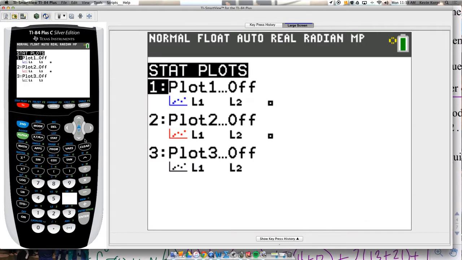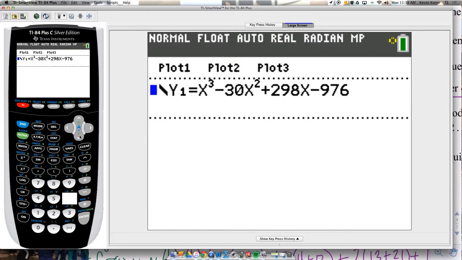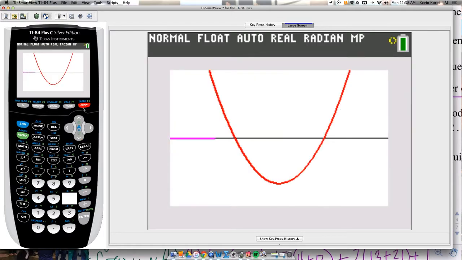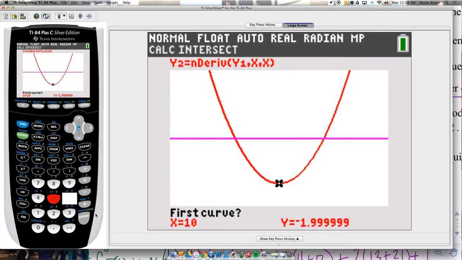Now, because we're finding the x-intercept, I would recommend graphing 0 somewhere all the time so that it's ready to go and you can find points of intersection, which is a little bit faster. Second trace, number 5, enter. We're only going to have time to find this first one here.